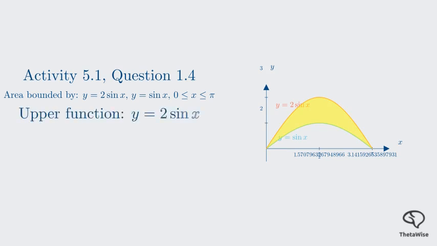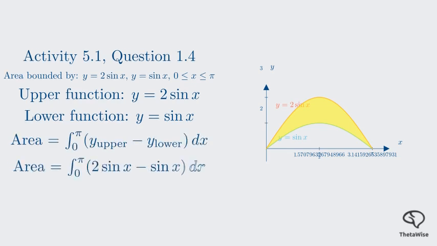The graph y equals 2 sin x is always above the graph y equals sin x in this interval. So 2 sin x is our upper function, and sin x is our lower function. The limits of integration are given directly in the problem, from x equals 0 to x equals pi. So we can set up our integral. The area is the integral from 0 to pi of the upper function minus the lower function. That's the integral of 2 sin x minus sin x dx.